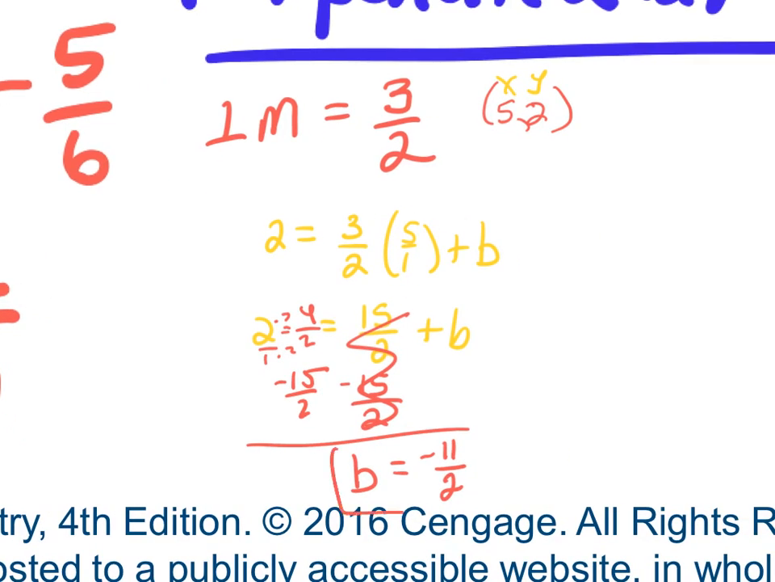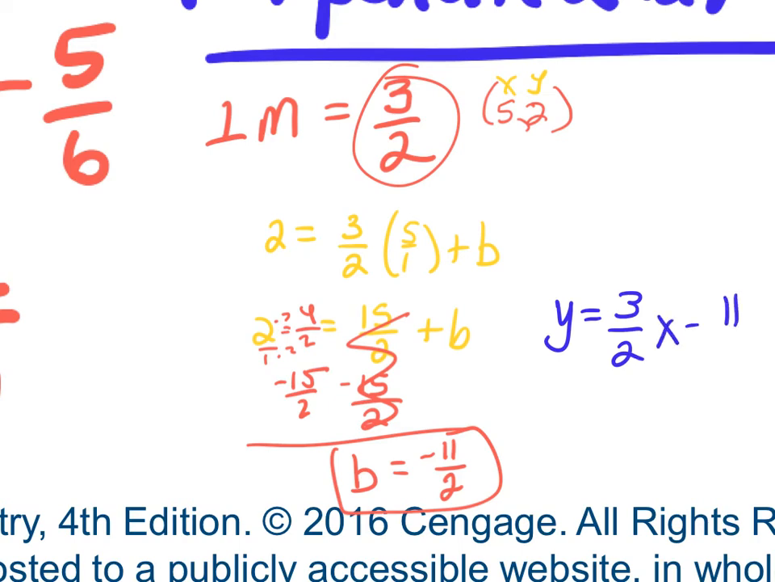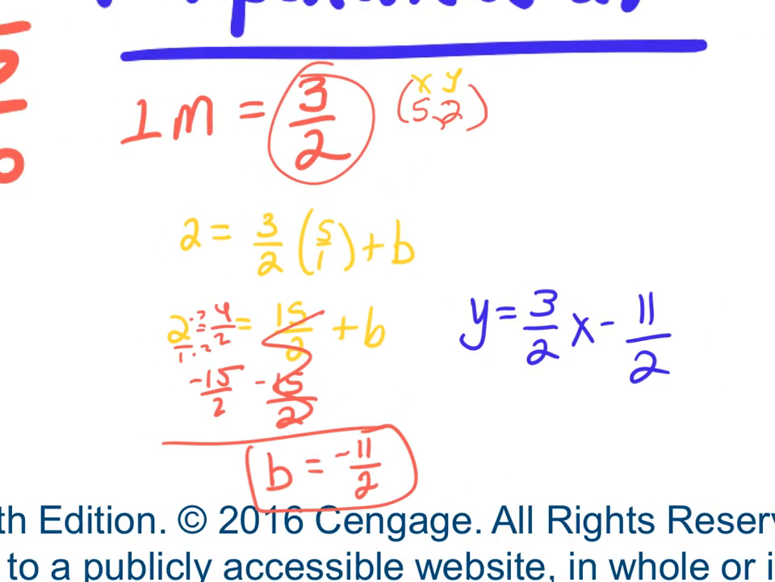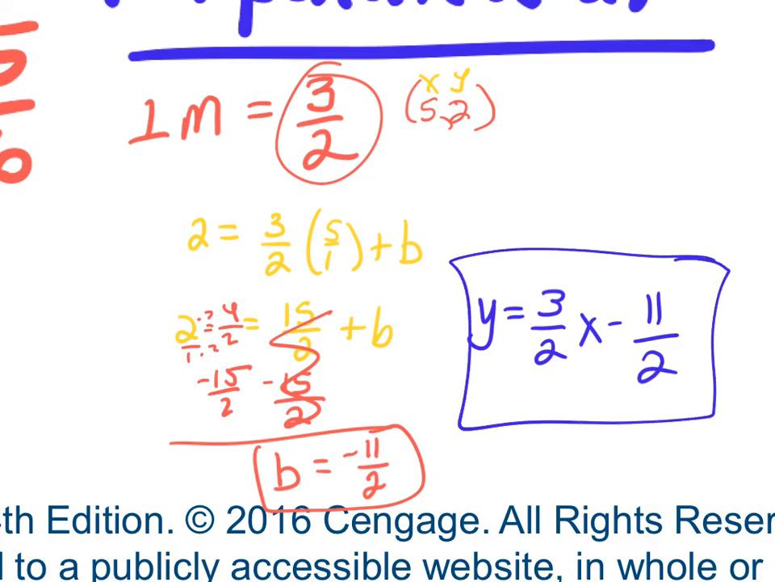So now that I have my b and my slope, I can write my equation of my line. Y equals 3 over 2x minus 11 over 2. Questions?